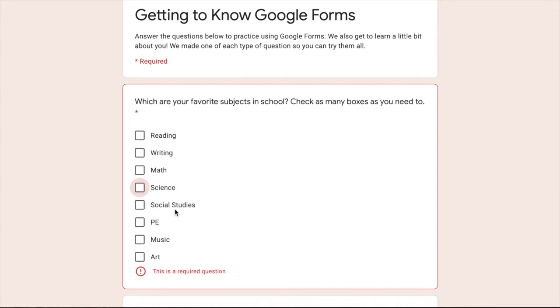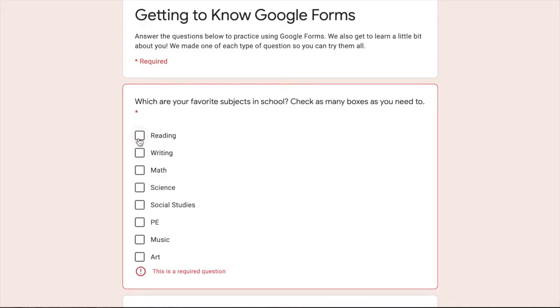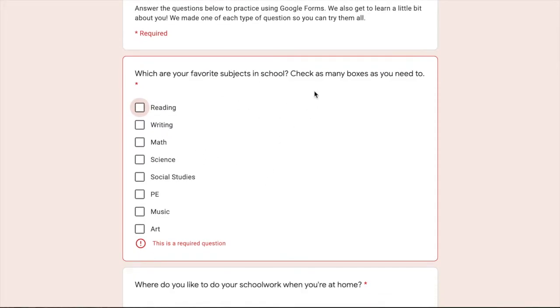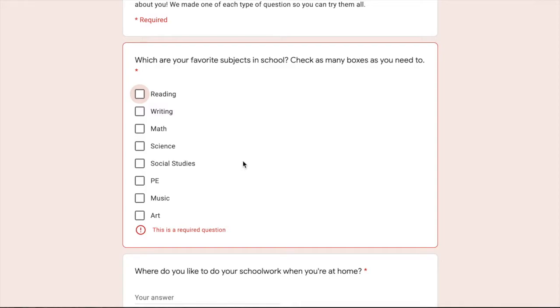Now here is an important tip for these kinds of questions. If this was a quiz and the right answer was reading and math, but you only clicked one of those boxes, the question would be marked wrong. For a checkbox quiz question, you have to get all of the boxes checked off. You probably won't see many checkbox questions on quizzes for that reason, but I just want to make sure you know. This question, in fact, this whole Google form, there's no right or wrong answers though. This is just us getting to know you and practicing.